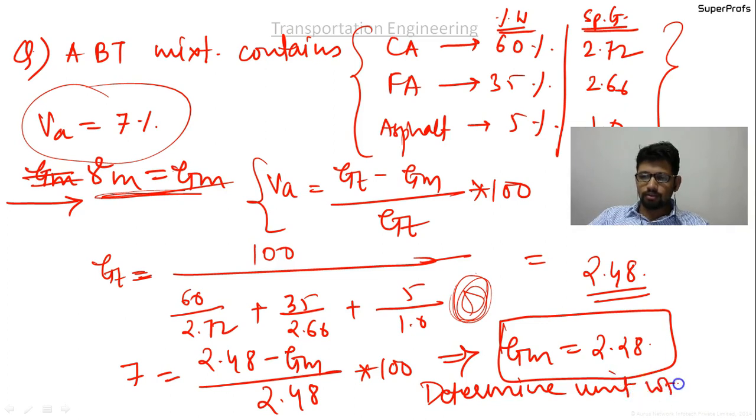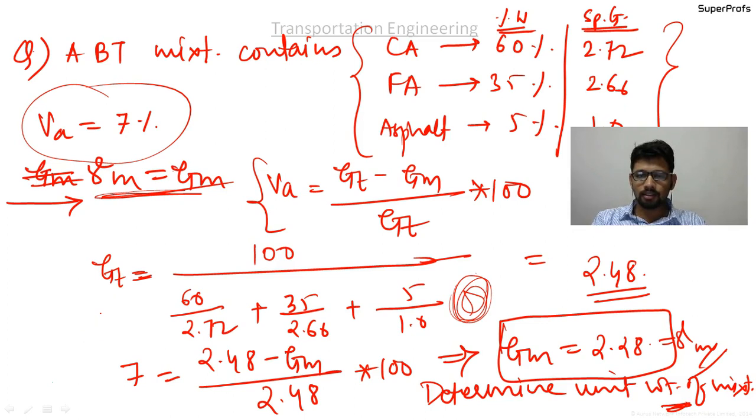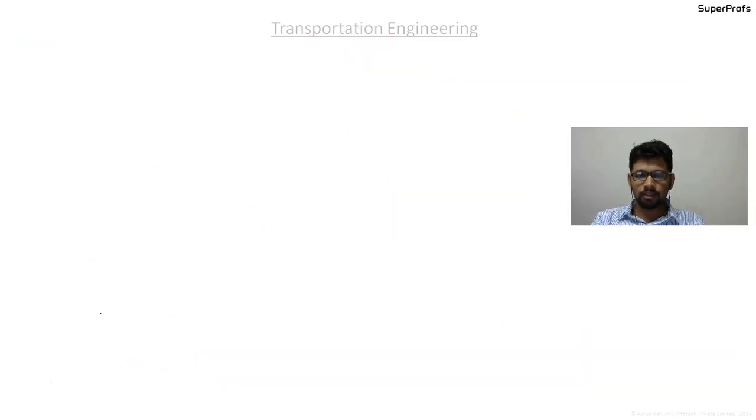Unit weight of mixture. Okay, so here we get the same value. Since GM is unit weight upon 1, that is equal to unit weight equal to GM. Okay, so we are done with this, and in this way we are done with highway materials and testing. We will now move ahead to pavement design.